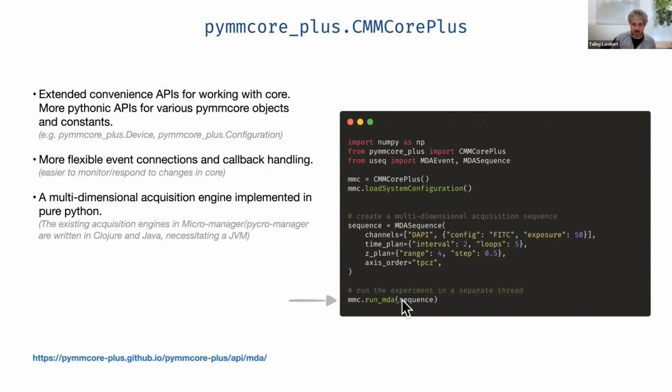And this now will accept that object and execute that experiment in a separate thread. And you can bind callbacks to things like whenever a frame is ready, an image is ready, to either display it in a viewer or save it or something like that.